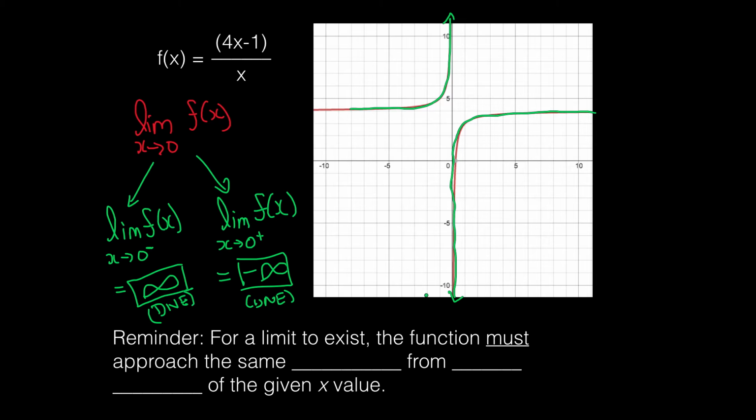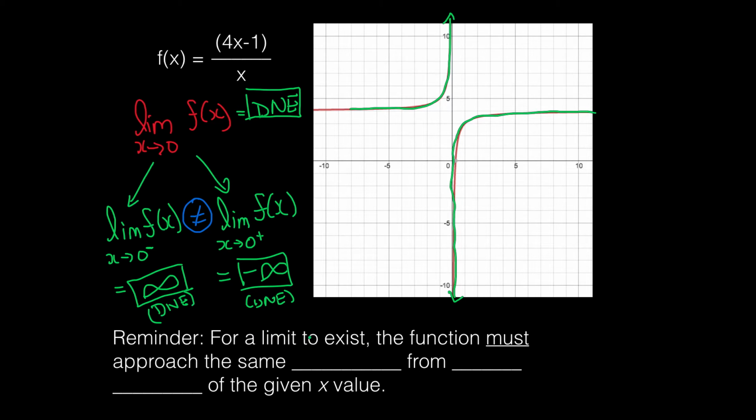Now let me ask you this: do the left and right hand limits equal each other? Does negative infinity equal positive infinity? No, it does not, right? So therefore, these two limits do not equal each other, and therefore the limit does not exist. The limit as x approaches 0 of f of x does not exist. Again, it's important to keep this in mind.